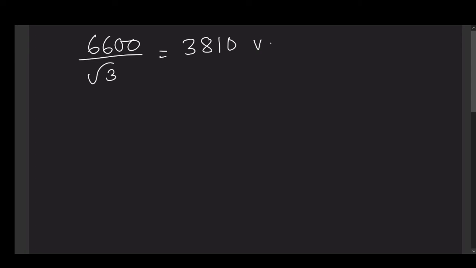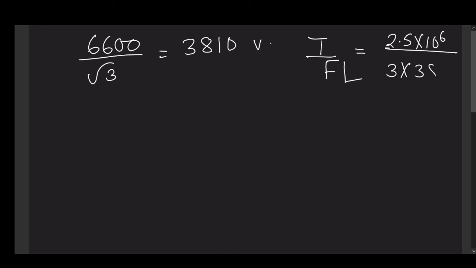Find out the full load current. To make it look different from the field current, I can write I capital F capital L. So that will be 2.5 into 10 to the power 6 by 3 into 3810. That will be 218.7 ampere. So we have to do it for the EMF method.